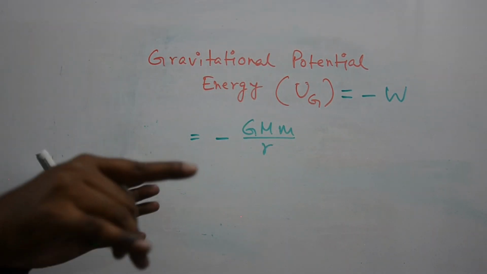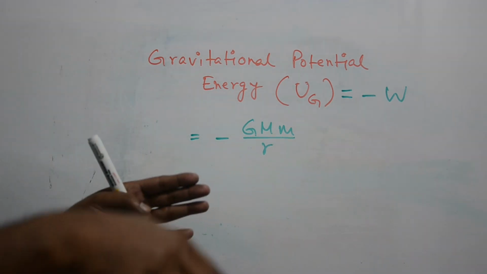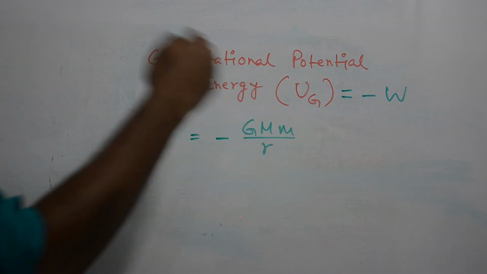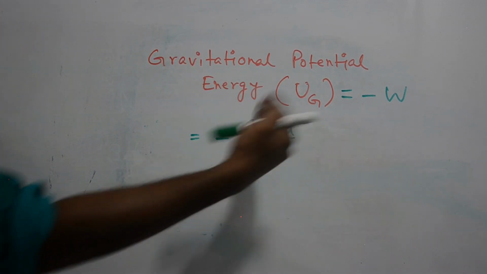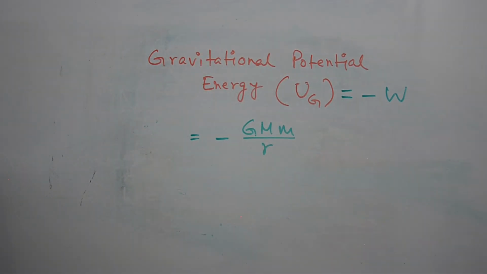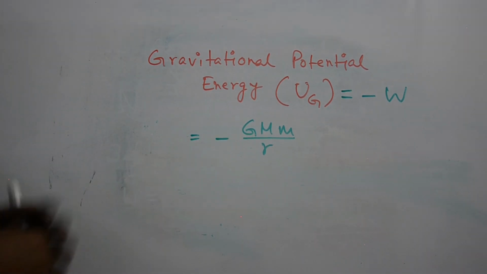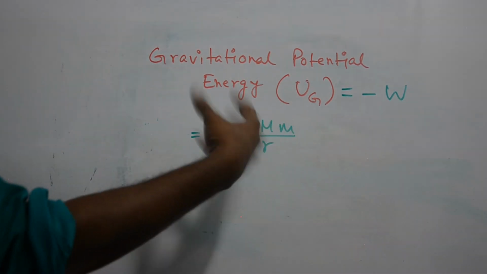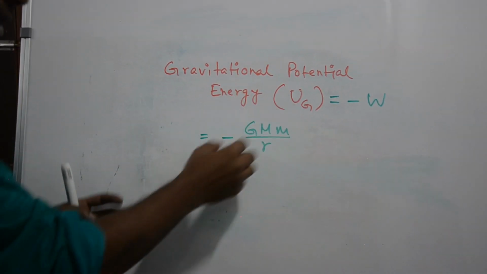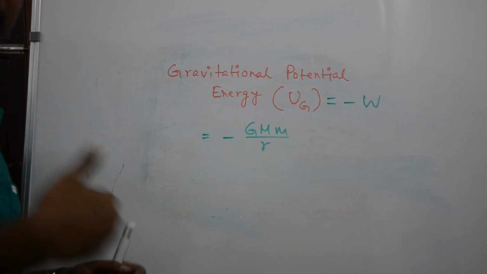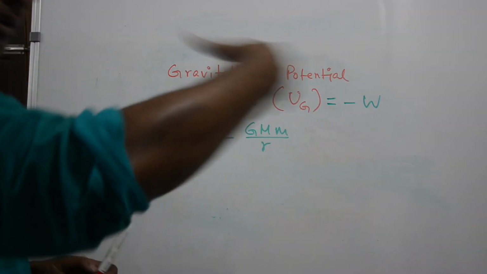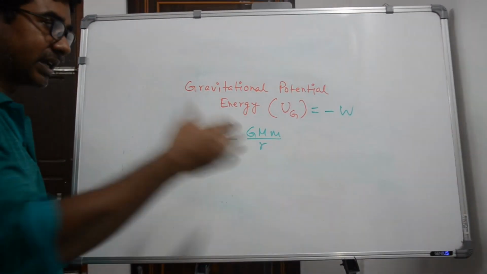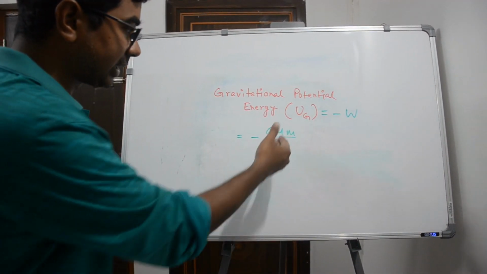So if we plot the magnitude, it will not fall as sharply as the force, because the force goes as 1 by r square and here it goes as 1 by r. At r equal to infinity, the gravitational potential energy becomes 0. The closer it comes to the source mass, the more negative the potential energy becomes. The magnitude will increase, but there is a minus sign in front, so it becomes more and more negative. But the farther it goes away, it keeps losing its magnitude, and eventually at infinite distance it becomes 0.